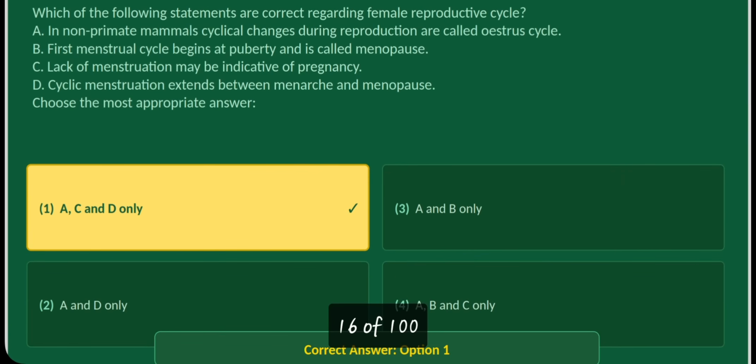In non-primate mammals, it is the estrous cycle. In primates, it is called menstrual cycle. Then B is wrong, I had already told you. First menstrual cycle begins at puberty and is called menarche, and it is not menopause. Menopause is the end stage. Lack of menstruation may be indicative of pregnancy. It is also correct. Cyclic menstruation extends between menarche and menopause. That is also a correct statement. So only B is the wrong statement. The correct statements are A, C and D only.